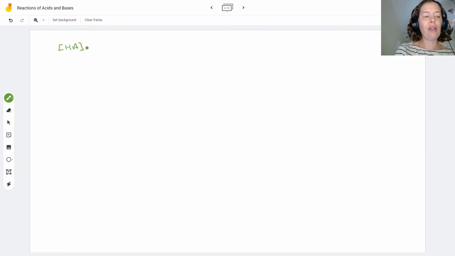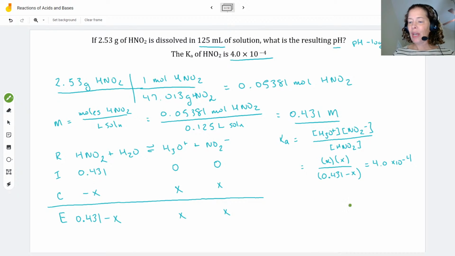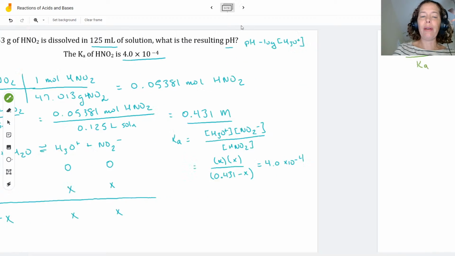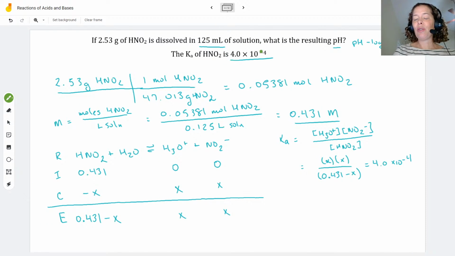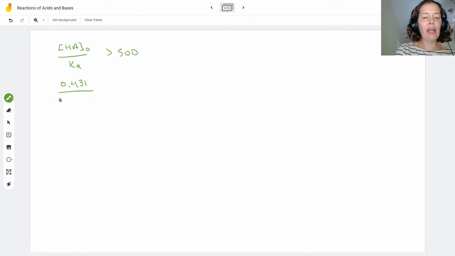So the first rule that I am going to use is I'm going to take my initial concentration of acid divided by my Ka. If that is greater than 500, it means I can drop that minus X. So for my specific problem, my initial concentration of my acid is 0.431, sorry, that's a decimal, over my Ka for my acid, which is right here. So I'm just going to plug that in, 4.0 times 10 to the negative fourth.